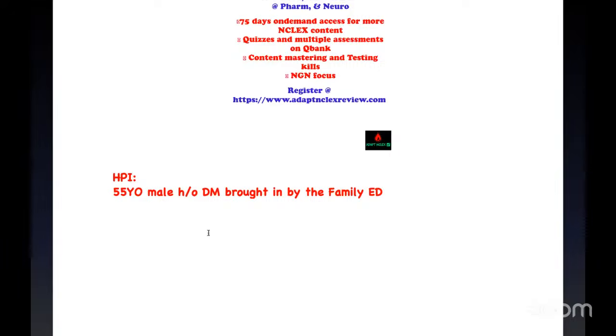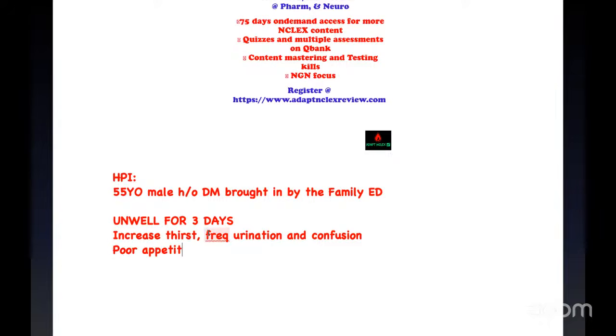What is his complaint? The family is there, and I said he's been feeling progressively unwell, for maybe 3 days. That is his main issue. And what is happening? He has increased thirst, some frequent urination. Does that ring a bell? It's a diabetes patient, increased thirst, and some confusion. His family said he has a poor appetite.